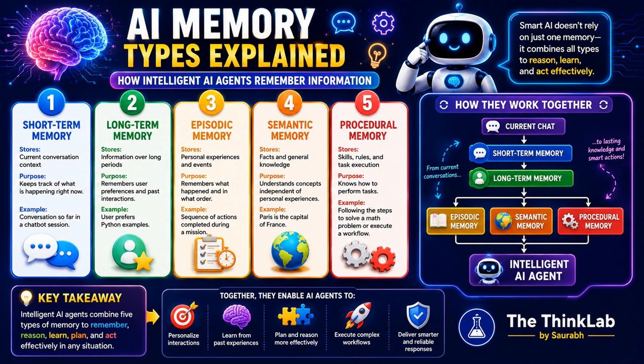So at the end of this video, let's conclude. What did we learn today? Modern AI doesn't depend on a single memory. Instead, it is a combination of multiple memory systems. Short-term memory manages the current context, long-term memory stores lasting information, episodic memory remembers experiences, semantic memory stores knowledge, and procedural memory knows how to perform tasks. When all five work together, AI becomes capable of intelligent reasoning, personalized assistance, planning, learning, and autonomous decision making.